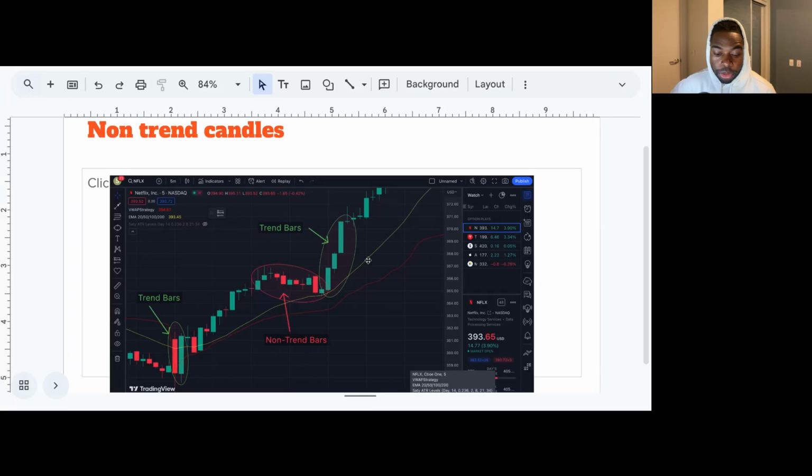And then from left to right, we're going up. You'll see big trend bars causing price to move up. And then these little tiny bars where price just goes sideways, that's non-trend bars.